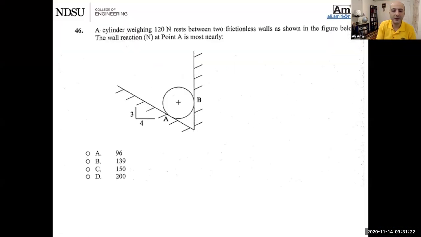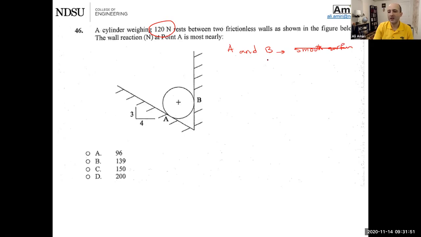Oh, yes, it's working. All right, a cylinder weighing this much rests between two frictionless walls as shown in the figure below. The wall reaction N at point A is most nearly. Okay. Step 1 is to draw my free body diagram. Point A and B, both of them are smooth surfaces.